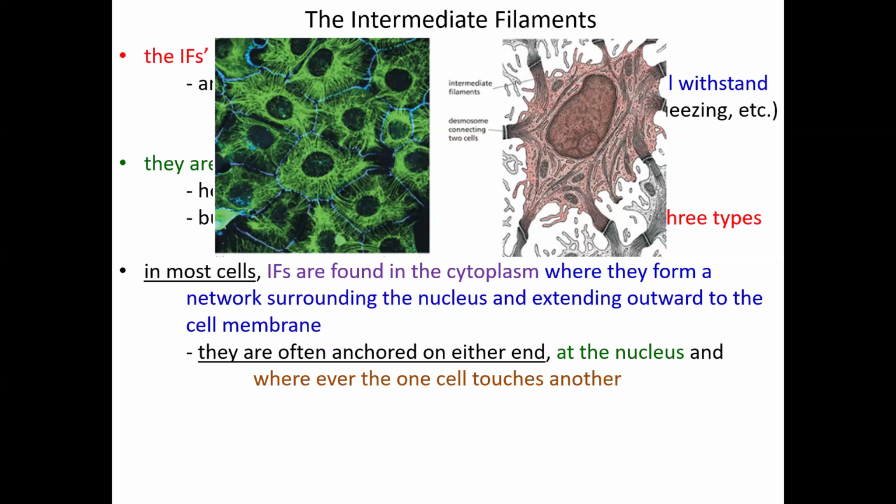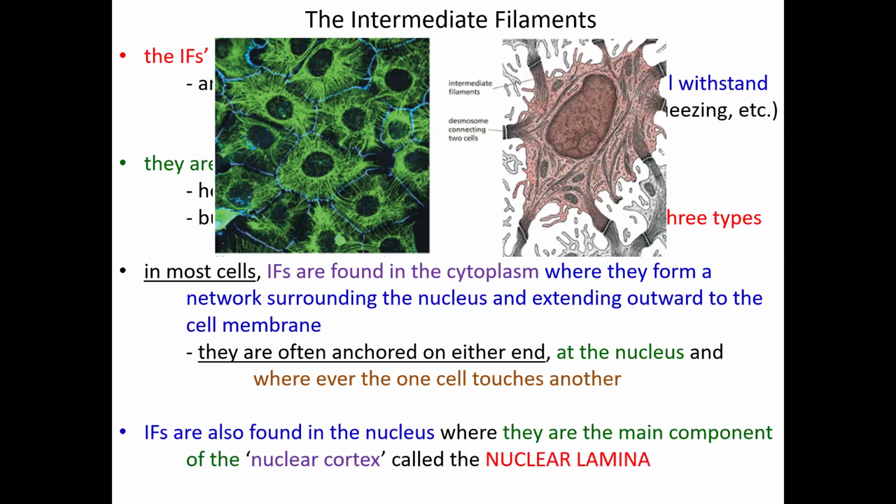Intermediate filaments are often anchored on either end. One end is typically anchored to the outer surface of the nuclear membrane, and you can kind of see that here in the image. And then the other end is anchored to other components of the cell, sometimes the inner leaf of the cell membrane. Sometimes it's where one cell joins another. So intermediate filaments are involved in cell-cell contact points, which we will talk about in our last week of instruction.